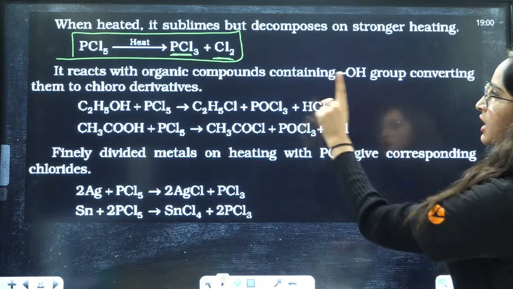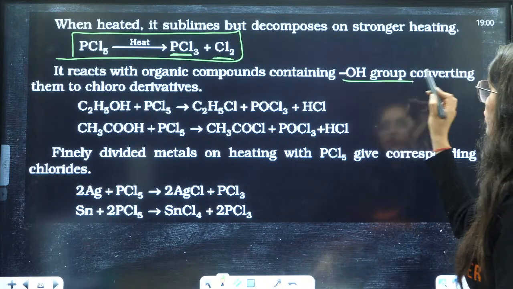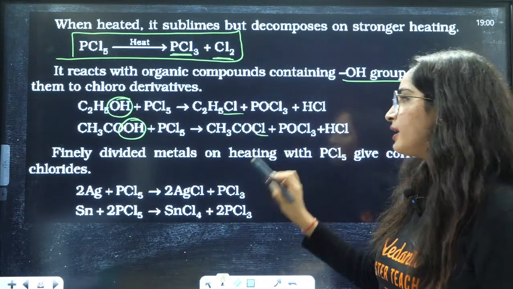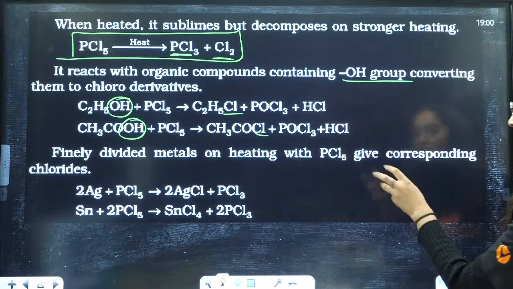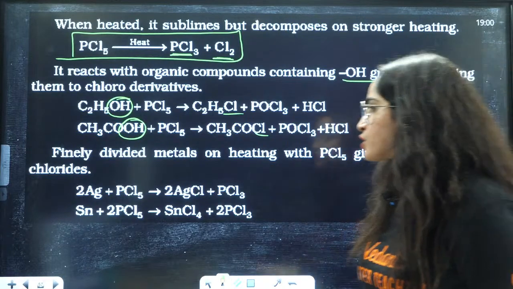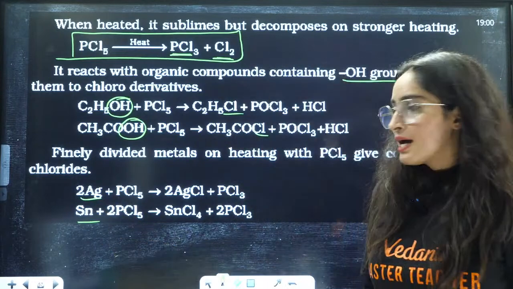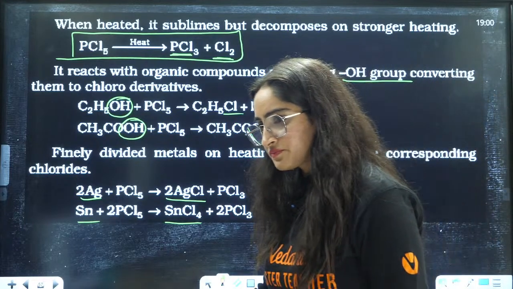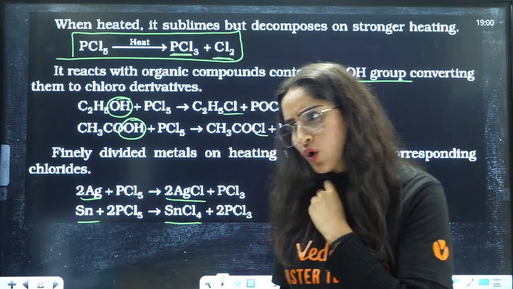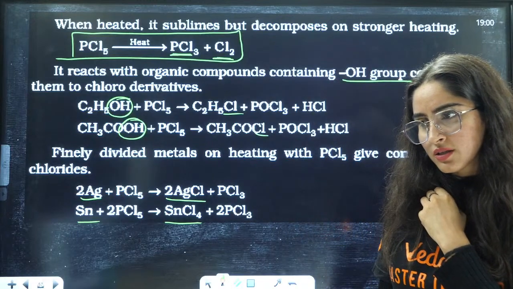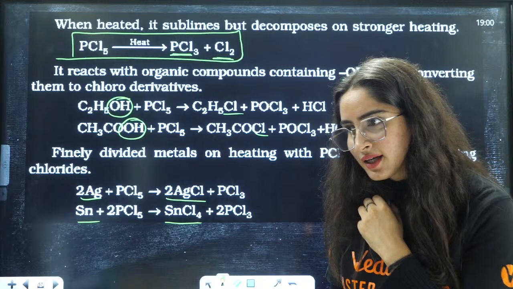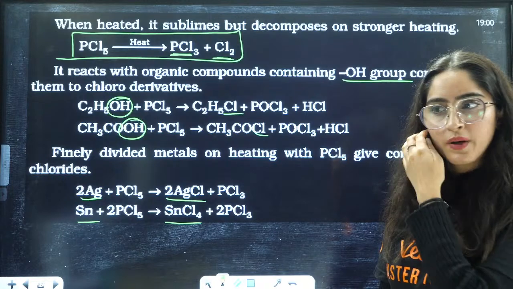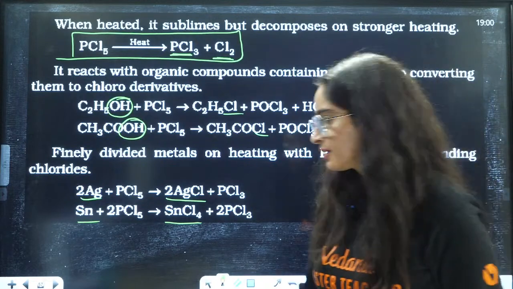It reacts with organic compounds containing OH groups very easily. Again, it will replace this OH with Cl. Finely divided metals on heating with PCl5 give the corresponding chlorides. So when you have finely divided metals, it will give you the corresponding halides, right? Okay. What is the hybridization of solid PCl5? Wait a minute, what did you just say? Hybridization, it is 5, no? So it is sp3d, okay?